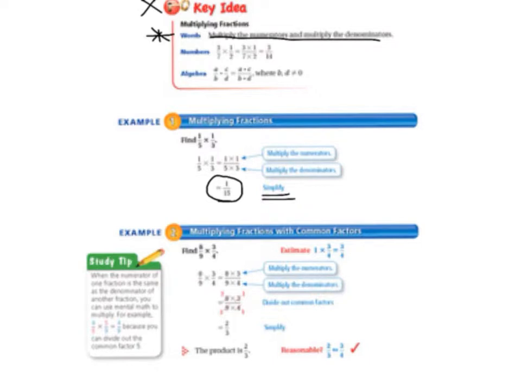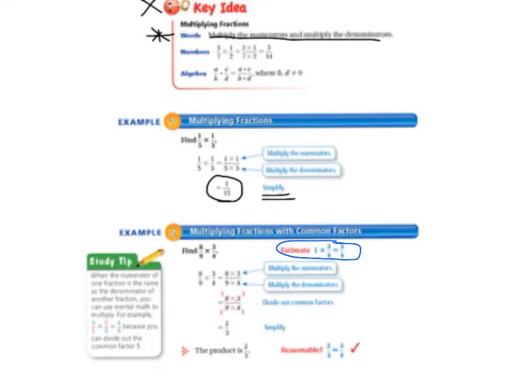So now let's look at example 2. It says multiplying fractions with common factors. And when we do this, it's going to show us a shortcut so that we don't have as much simplifying to do at the end. So find 8/9 times 3/4. The first thing we do is estimate. And of course we do that to see if our answer at the end is reasonable. So if we round 8/9 to 1, we can see that 1 times 3/4 equals 3/4. So our answer that we get should be close to 3/4.